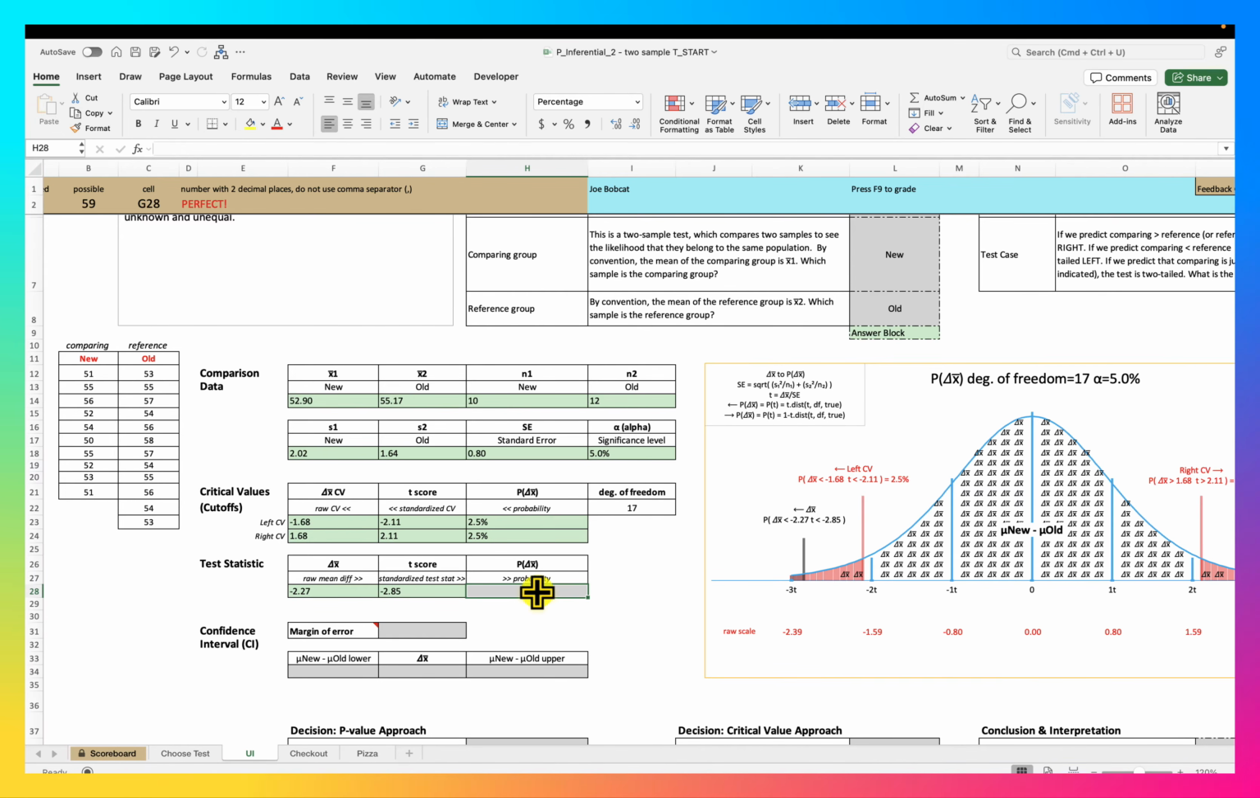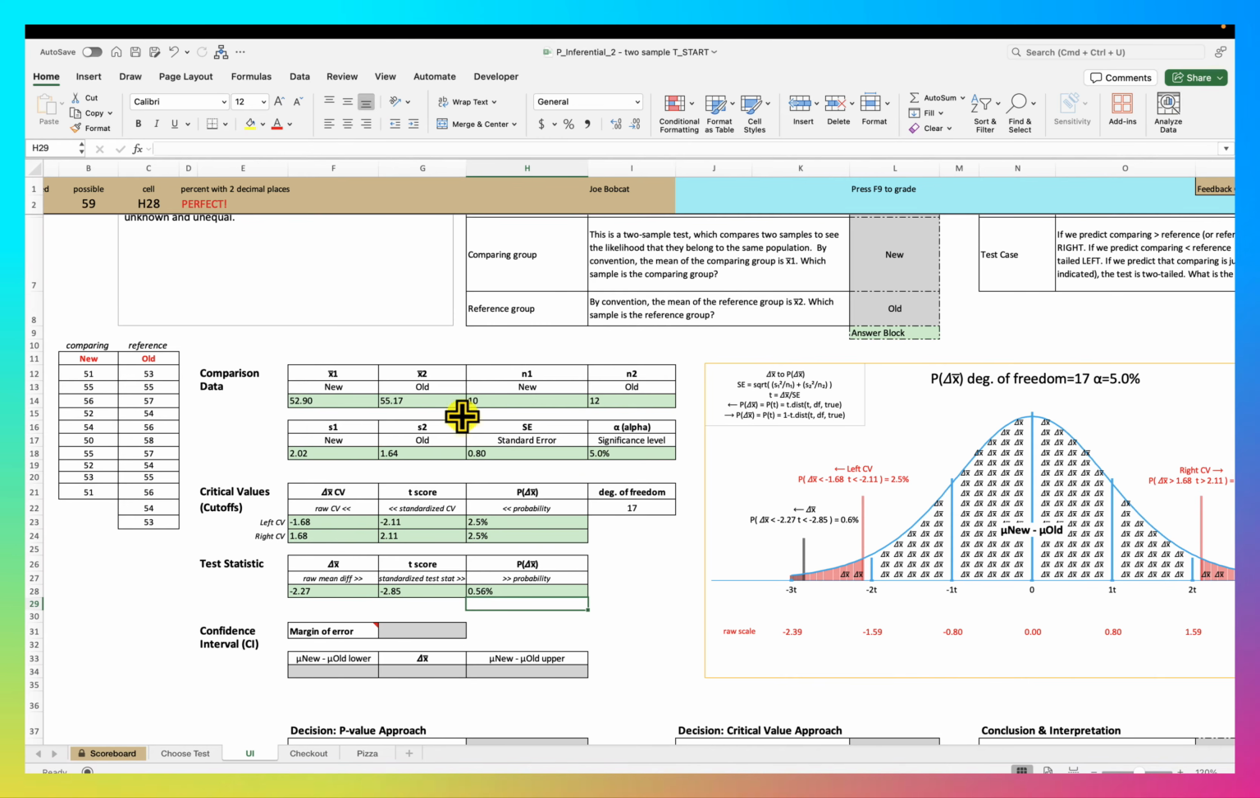And then what's the probability of that? It's going to be t dot dist of that t-score with that many degrees of freedom and true. So we are out here. Negative 2.27, as we suspected, is to the left of negative 1.68, and it's in the rejection region.